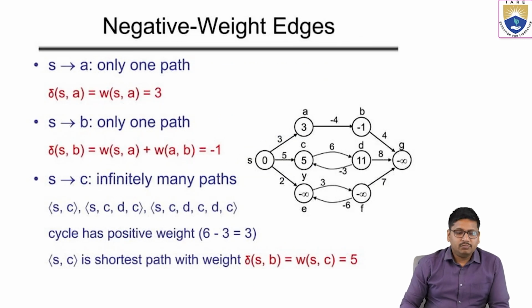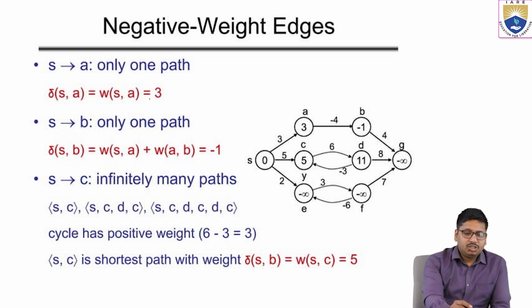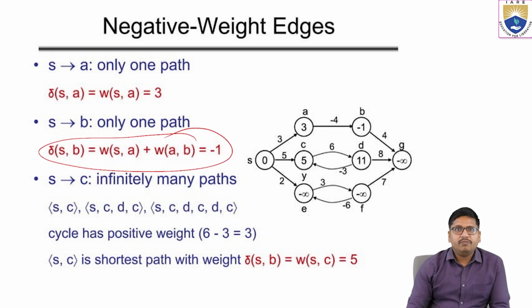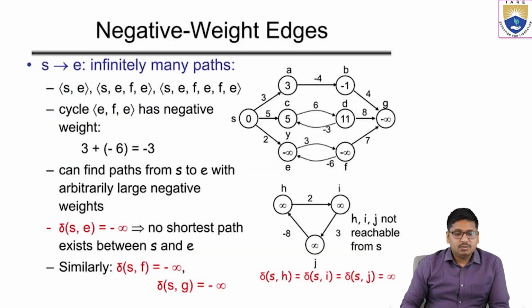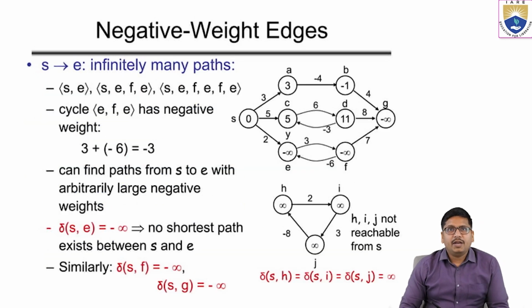Suppose I have S to A with only one path between them, then δ(S, A) and the weight of (S, A) is equal to 3 only. Suppose I have S to B with only one path, then I can substitute these values in this equation. Similarly, if I have S to C with infinite paths, then I can have a cycle with a positive edge weight. So that should be 6 minus 3, with negative 8 weight edges.